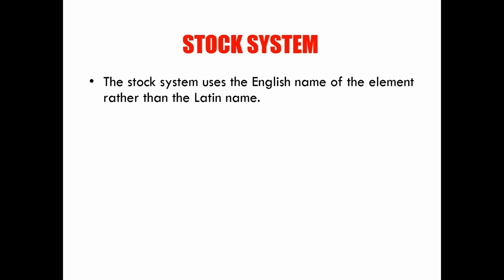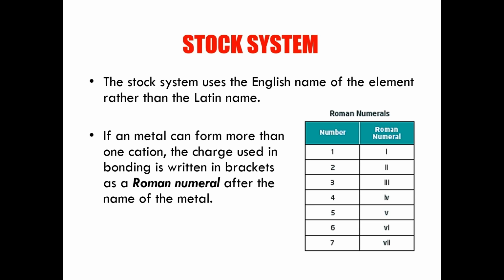The stock system of naming. The stock system is the most current system for naming ionic compounds, and in fact is the formal accepted system for naming. The stock system uses the English names of the elements rather than the Latin names. If a metal can form more than one cation, the charge used in bonding is written in brackets as a Roman numeral after the name of the metal.